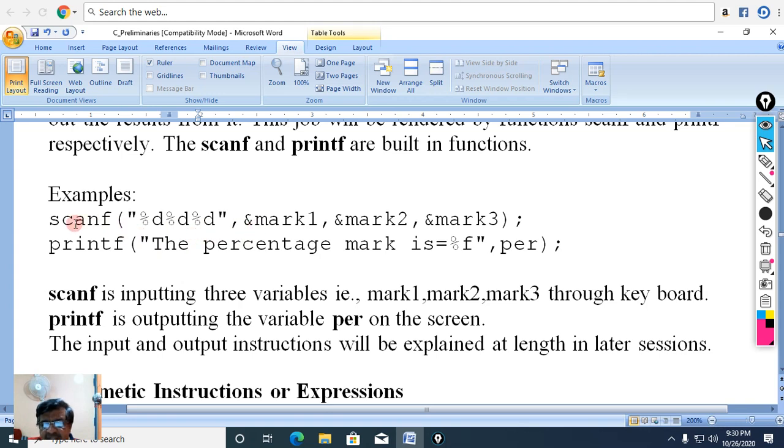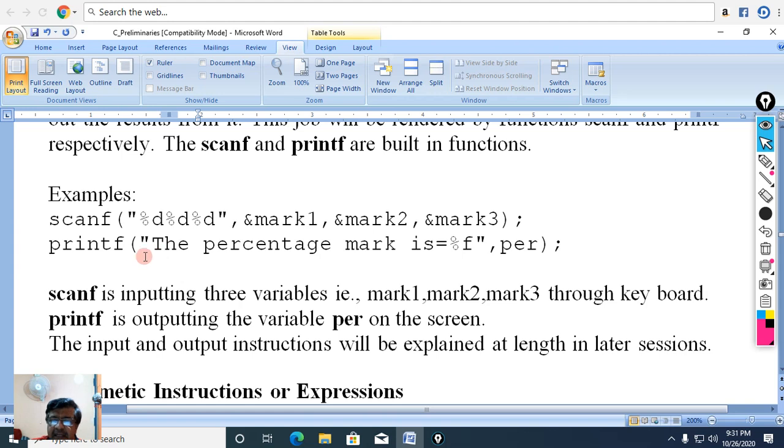Scanf, this function will enable the computer to read 3 integer variables. How will the computer come to know that these three are integer variables? It is marked over here by type specifiers, data type specifiers or format specifiers: %d for this, %d for this, %d for this. D stands for decimal number.